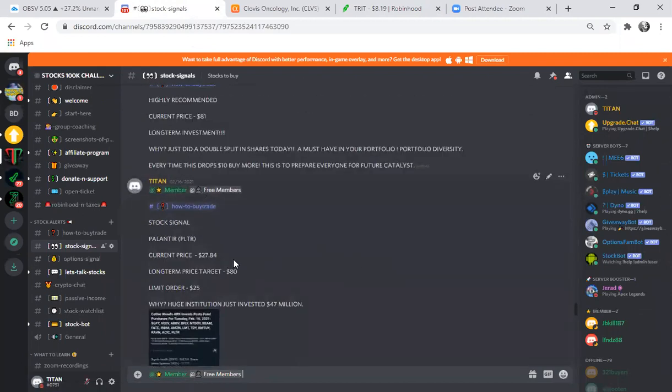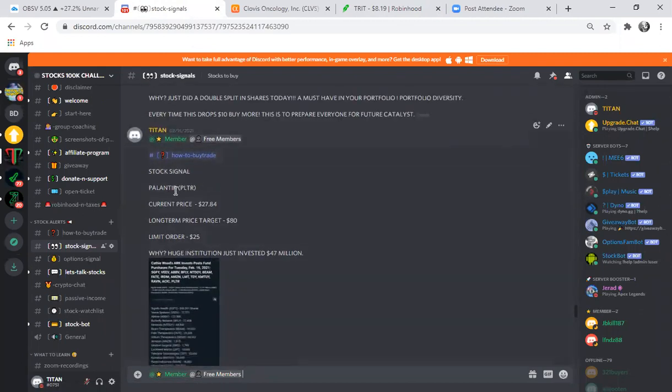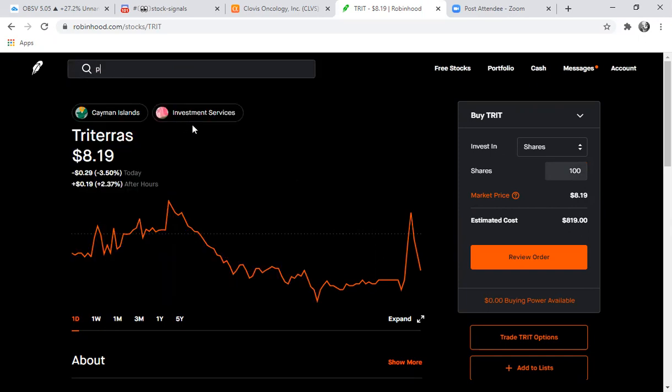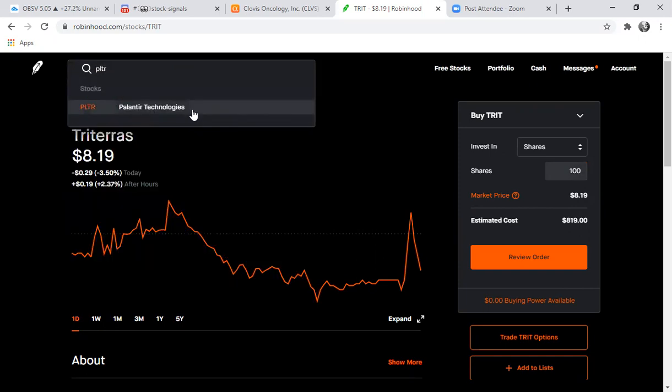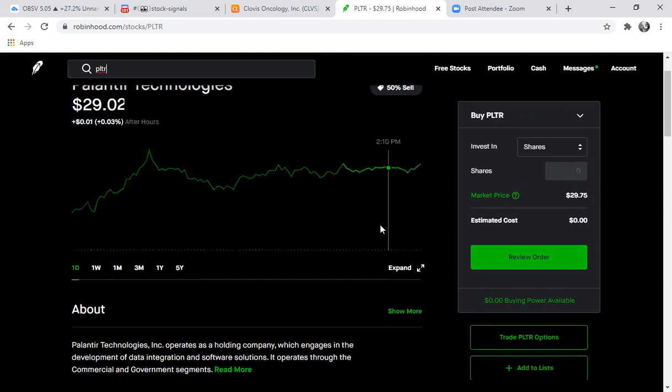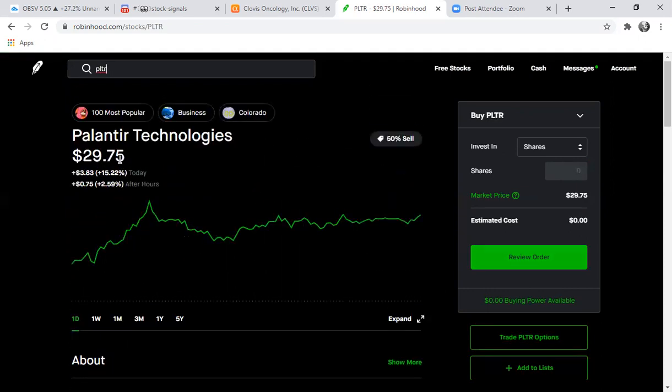Okay, so Palantir. All right, so you're just gonna go on Robinhood. You're gonna type in PLTR. And again, these alerts come through your phone, and I normally put them out every night. The market is closed on weekends, but I normally put them out Sunday night.